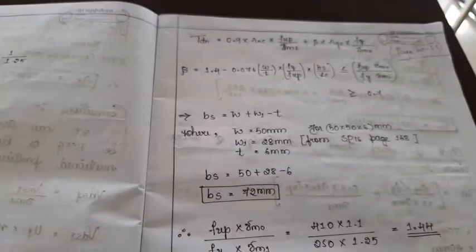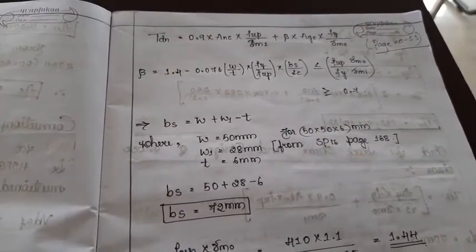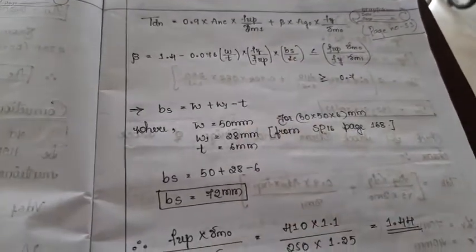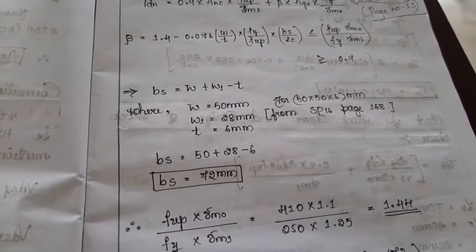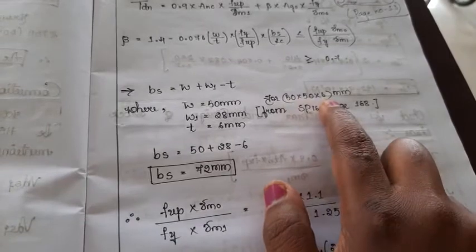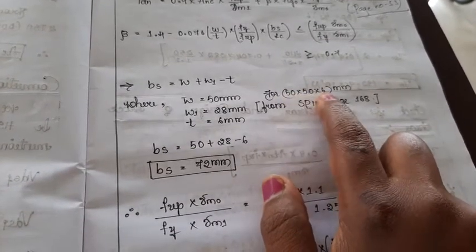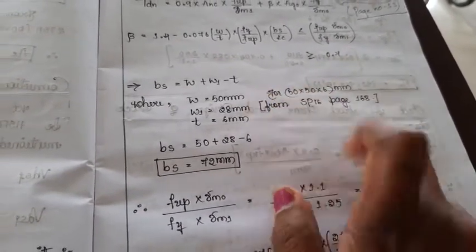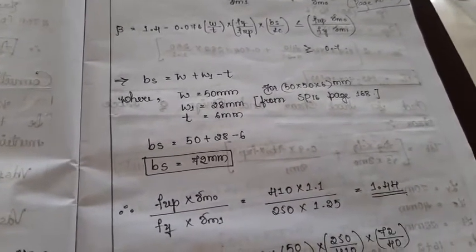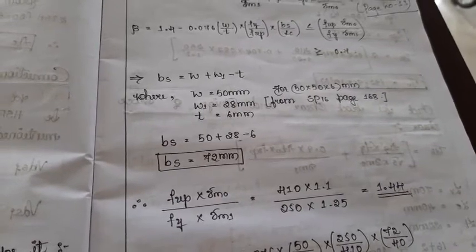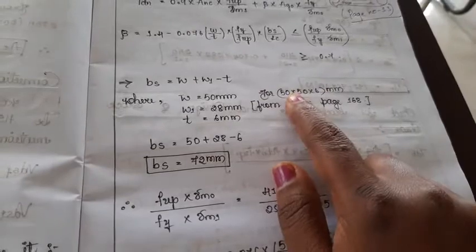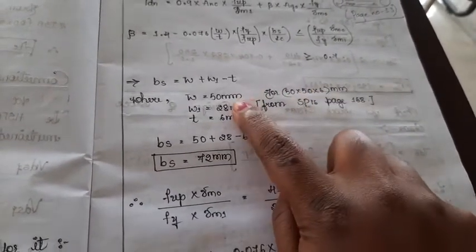First let us know what this Bs value is. The formula for Bs is W plus W1 minus T, where W is the angle leg length. The angle is 50 by 50 by 6, that is length into breadth into thickness, and we take this length as W. How do we calculate W1? W1 is from SP16, page number 168. On that page, for the particular angle 50 by 50 by 6, the W1 value will be mentioned.